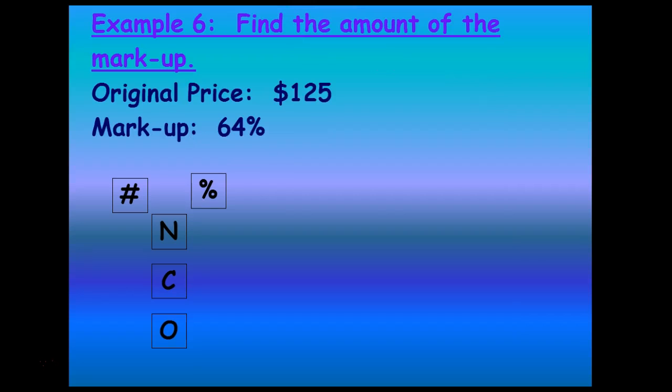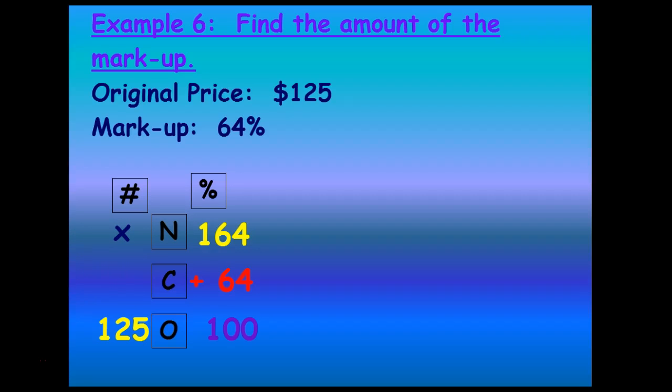In the final example, we have to find the markup, but we're basically going to do it the same way as example 5. Now in example 5, we were given the new price. This time we're given the original price, but in the end we'll do it the same way. So we start with that 100 on the right side of our percent NCO chart. It's a markup, so we're going to add 64. And when we add 100 plus 64, we get 164. Our original price is $125, so we want to find the new price.